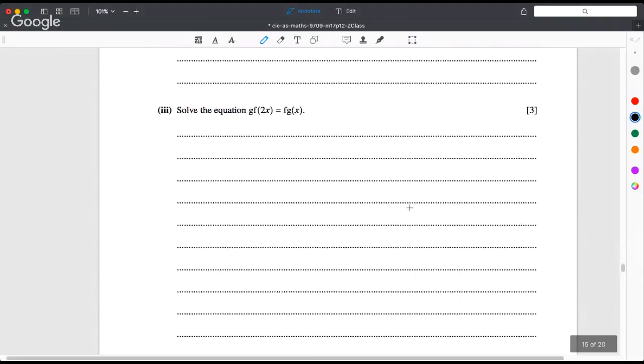Okay, one last piece of this question. Now we've got to solve gf of 2x equals fg of x. So gf of 2x is 6 times 2x squared plus 11, which is equal to fg of x, which is (3x plus 2) squared plus 3.